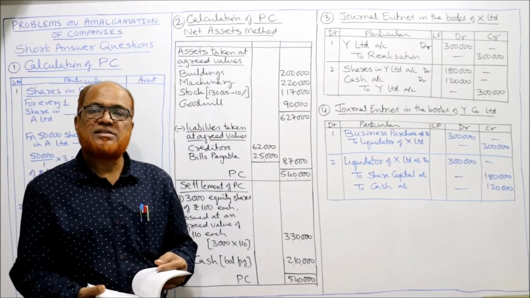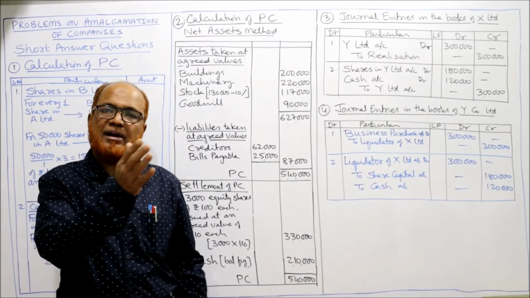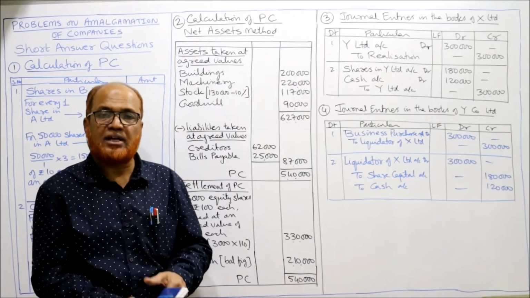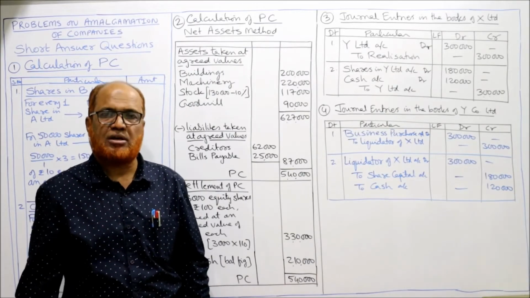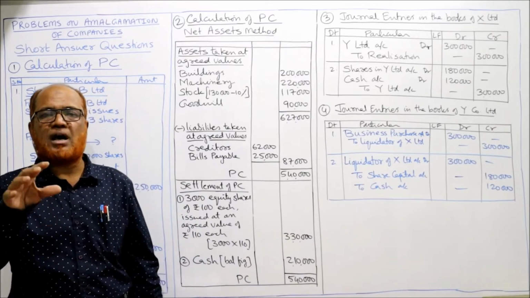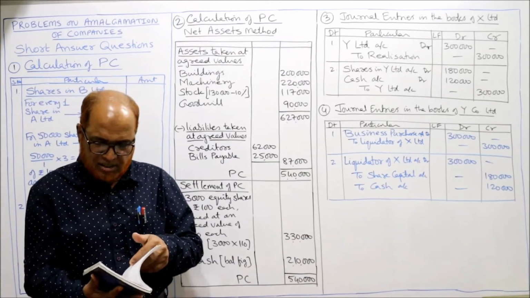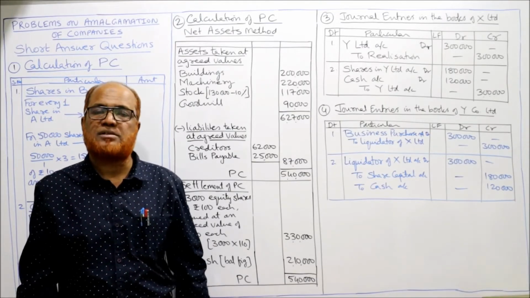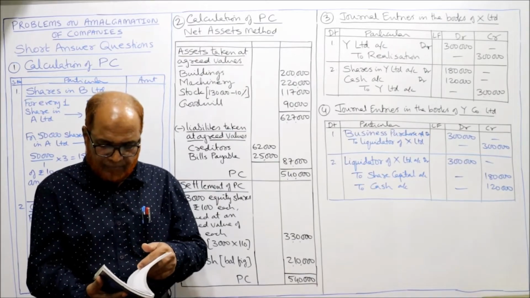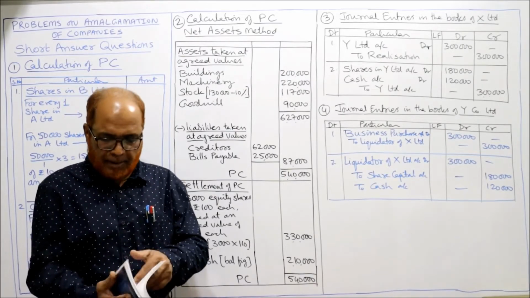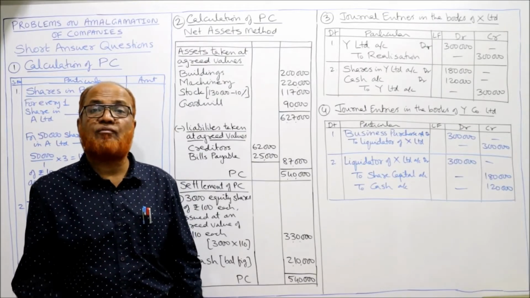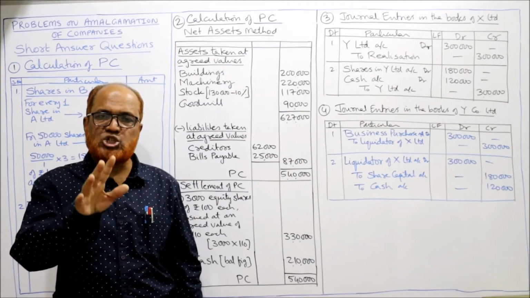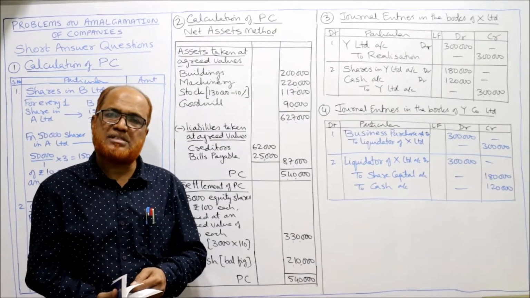See, 3 lakh rupees is the purchase consideration paid by Y company to X company. How is it paid? 1,20,000 rupees are paid in cash, and the remaining 1,80,000 rupees are paid in the form of shares. So how many shares? 12,000 shares it is issuing. The face value of each share is 20 rupees, but the paid up value is only 15 rupees. So we multiply 12,000 into 15, you will get 1,80,000. So out of 3 lakh, 1,20,000 cash, 1,80,000 shares. This is the PC settlement.